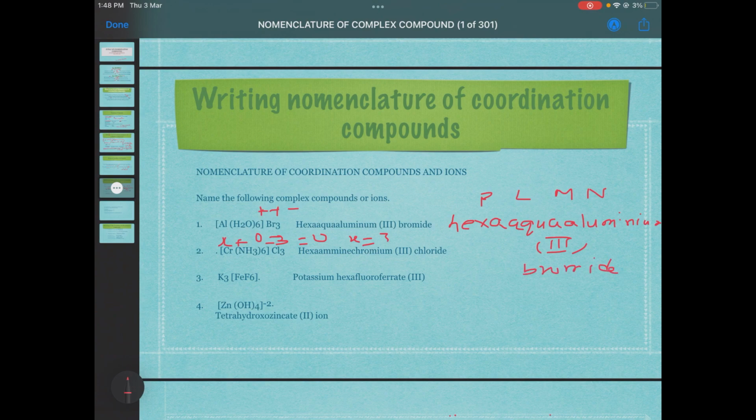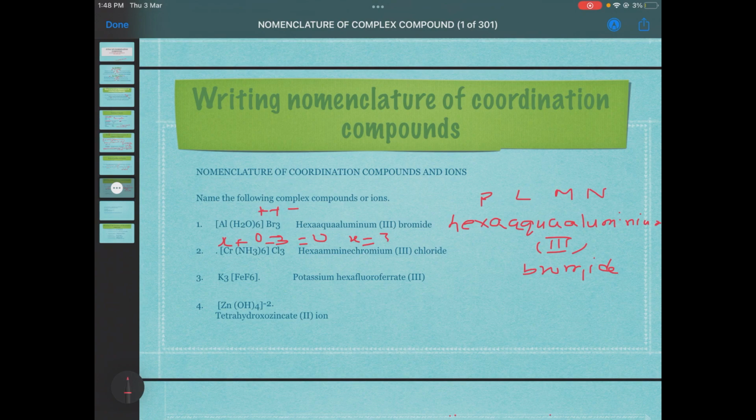The negative part. Please be sure about this: if it is outside the square bracket, whether it is 3, 4 or 5 times with the negative ligands, don't write tribromide and so on. It is only written as bromide over here. Same is the case with [Cr(NH3)6]Cl3. This becomes hexaamminechromium(III) chloride.